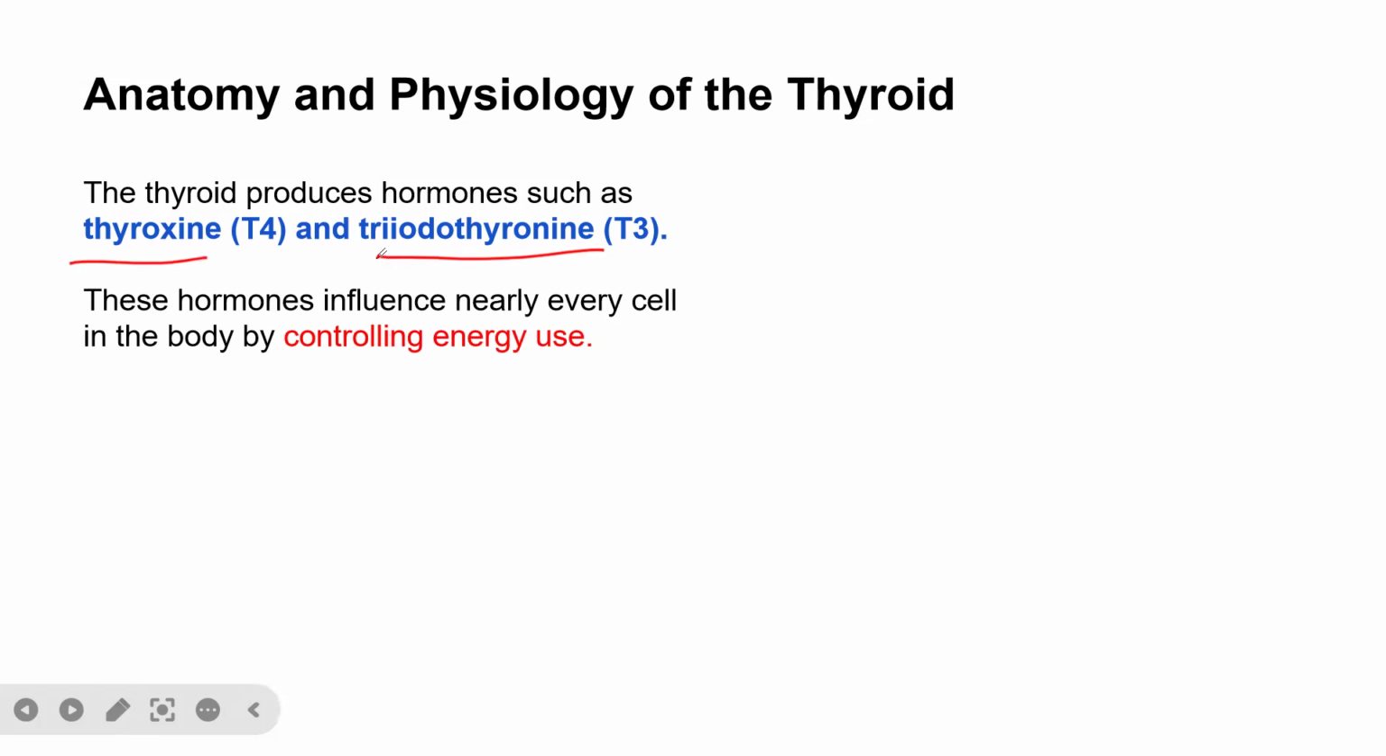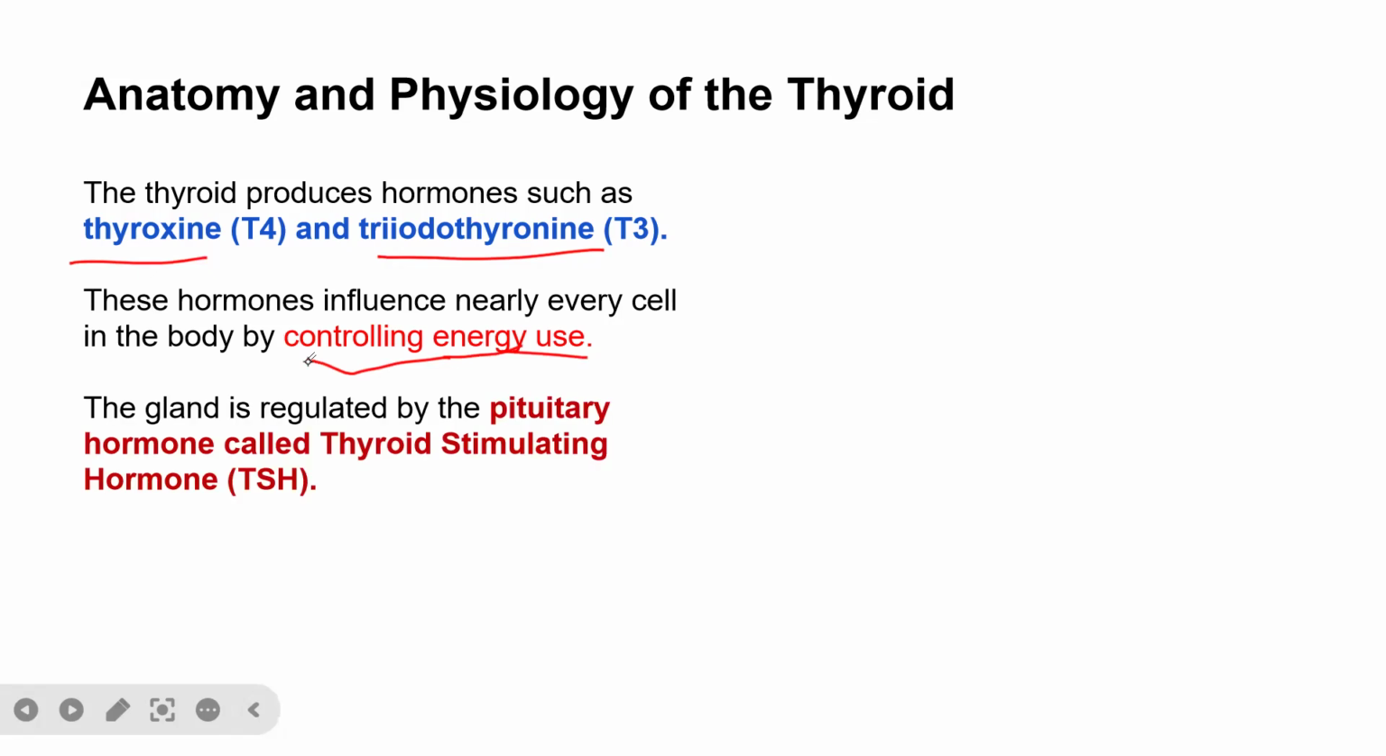So these hormones influence nearly every cell in the body by controlling energy use. All the cells in our body generate energy. So therefore, either directly or indirectly, each and every cell in our body is influenced by these T4 and T3 hormones because they are very important in controlling our cellular metabolism and controlling the energy that we use. And this gland is also regulated by the pituitary gland through thyroid stimulating hormone.